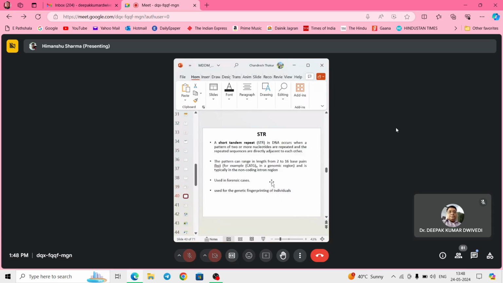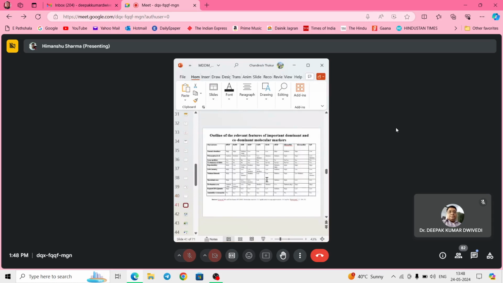Then short tandem repeats, these are 2 to 16 type repeat markers, and they are mainly used in forensic labs, fingerprinting of different individuals. So this is the comparison of different markers, how they benefit us, and how they have disadvantages.